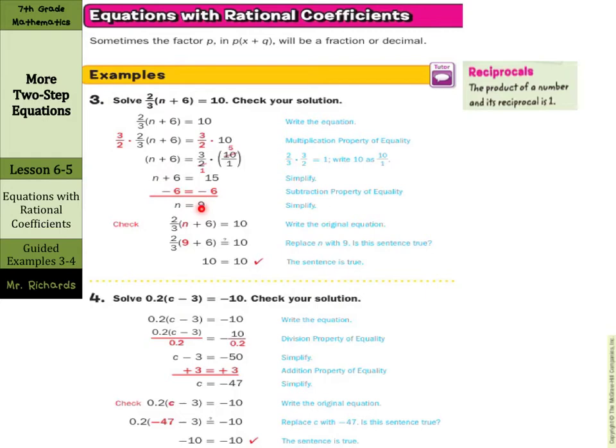In our example 4, 2/10 times the quantity c minus 3 equals negative 10. If you start off by dividing by the 2/10, this will cancel, and negative 10 divided by 2/10 is negative 50. Add 3 to both sides, and you get c equals negative 47. So it looks a bit intimidating, it may look a little bit scary, but if you break these problems down, you'll be just fine.